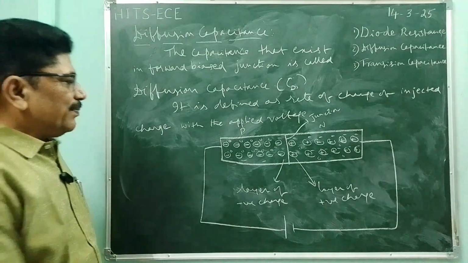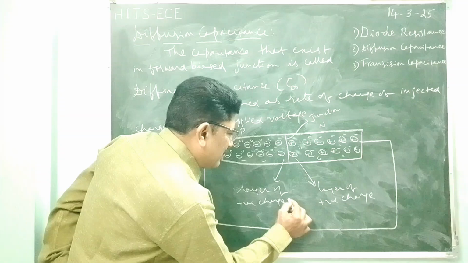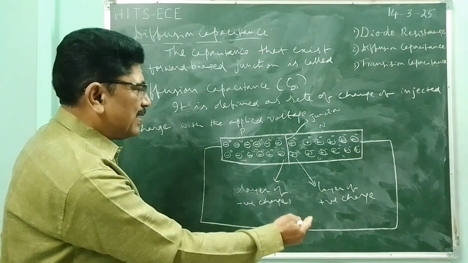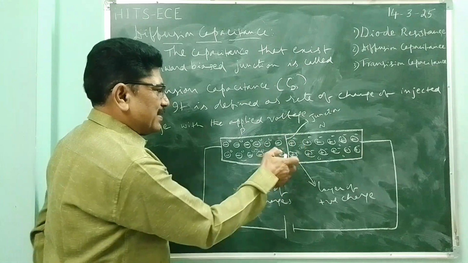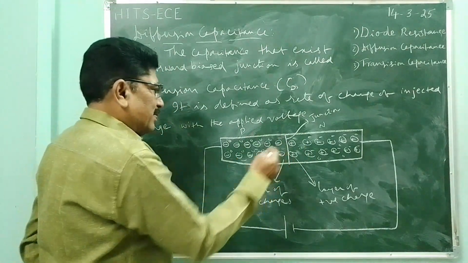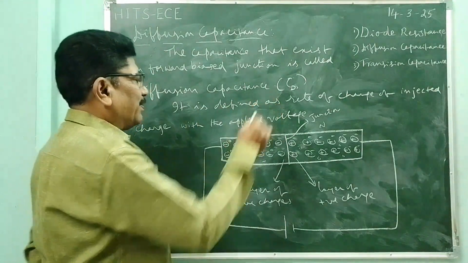Due to recombination, this layer of negative charges will be there near the junction, and layer of positive charges will be there on the right side of the junction. These two will act as a capacitor and hold these charges. Okay? And what about the capacitance? That capacitance is called diffusion capacitance.